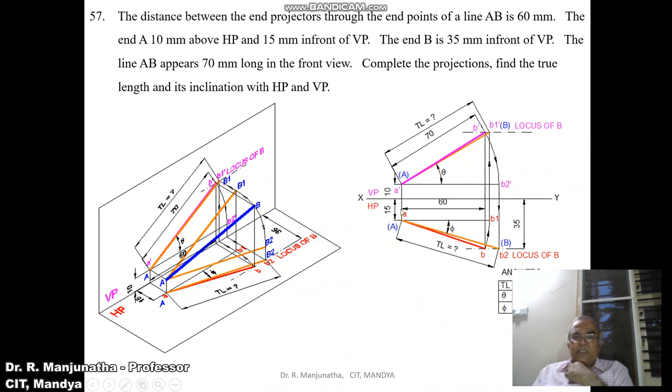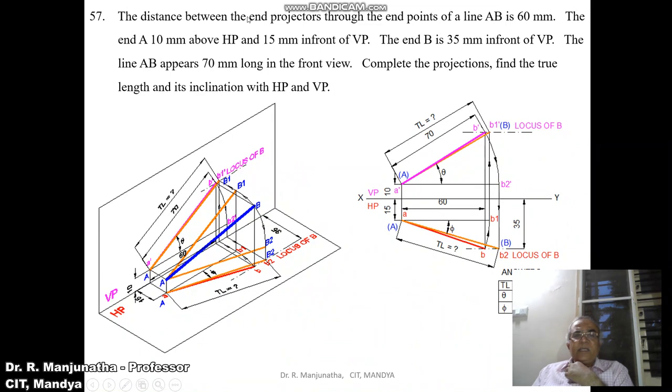So as we know the distance between the end projectors, from here you measure 60 mm and draw a vertical projector so that it will cut the locus of B in the top view here, and you mark this point as B.